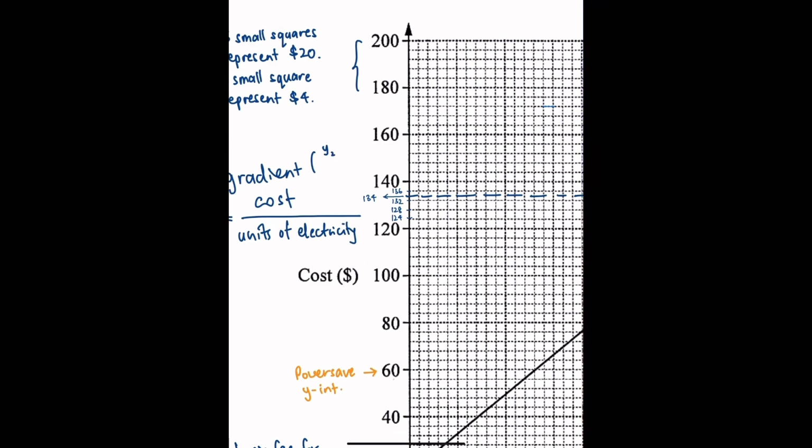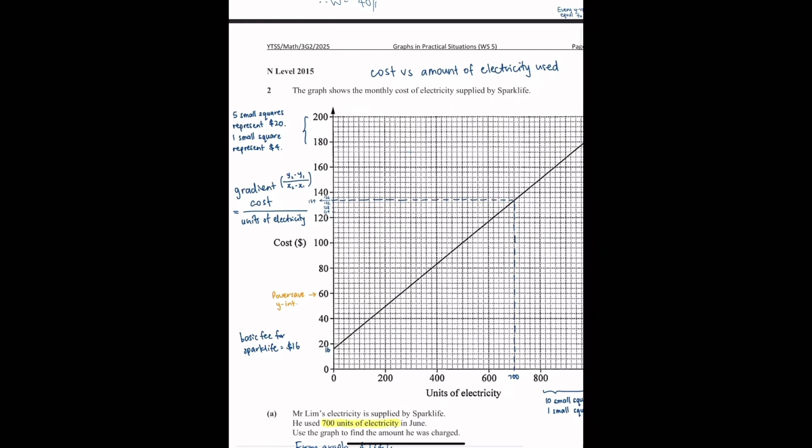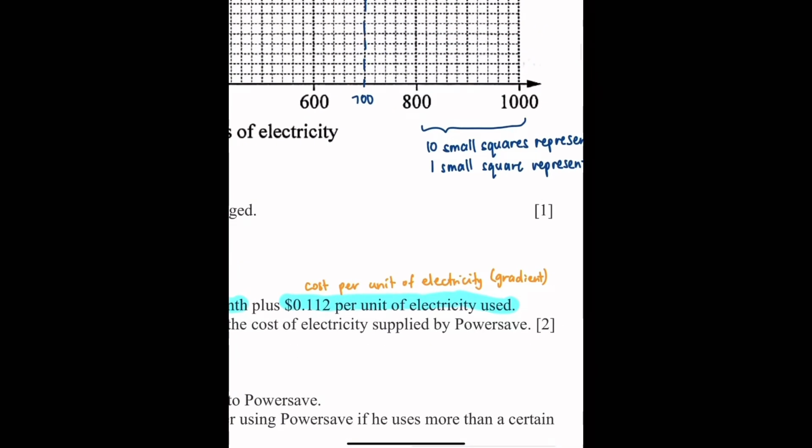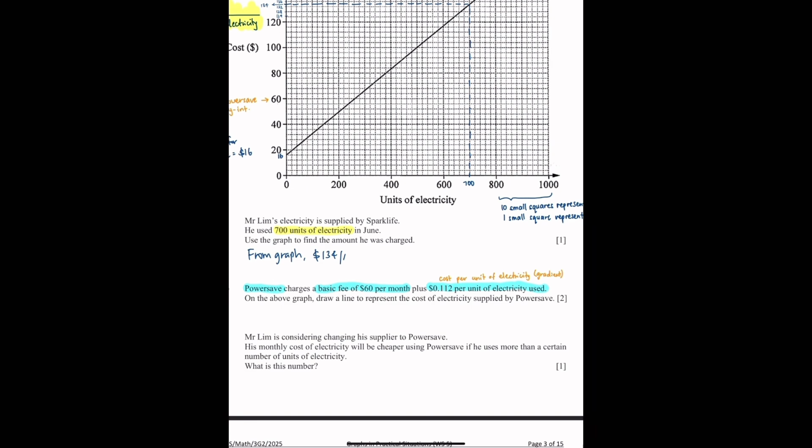Let me recap. Gradient is y2 minus y1 over x2 minus x1. So change in the y values is actually change in the cost. Change in the x value is change in the units of electricity, which is why gradient is cost over units of electricity, which is what was mentioned here, cost per unit of electricity used. So now we know that the gradient of this line is 0.112 and the y-intercept is 60, so I can write the equation of the line straight. 0.112 is the gradient, positive 60 is the y-intercept.